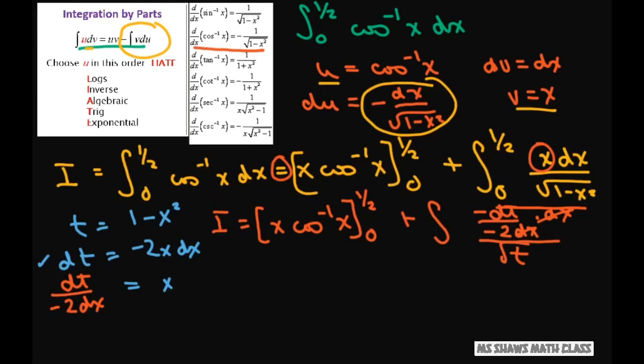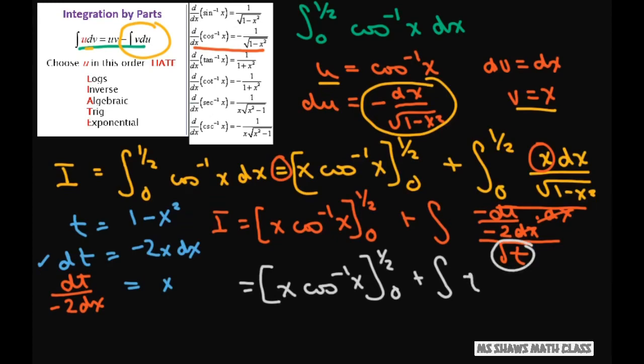So finally, when you write it out, you're going to get x inverse cosine of x, evaluated from 0 to 1/2, plus, and then this is just going to be, I'm going to write this as t to the negative 1/2 times, and this part right here is just going to be negative 1/2 dt. And I don't know why this negative's here. Okay, so that's that.